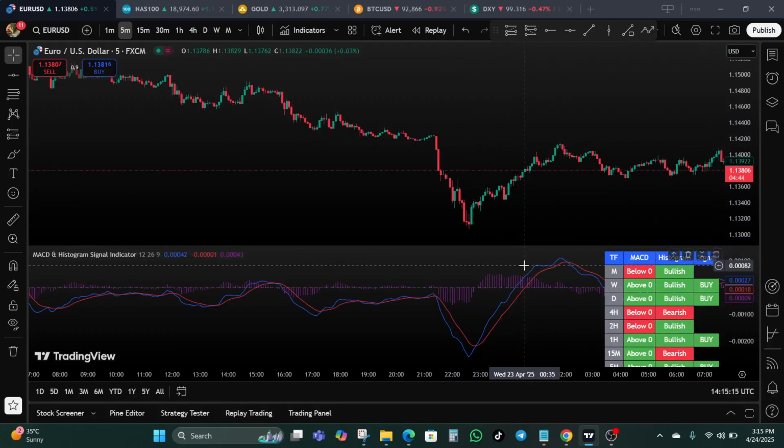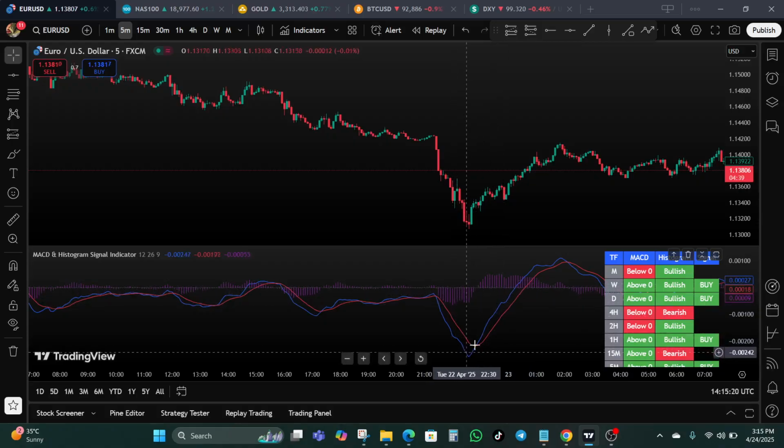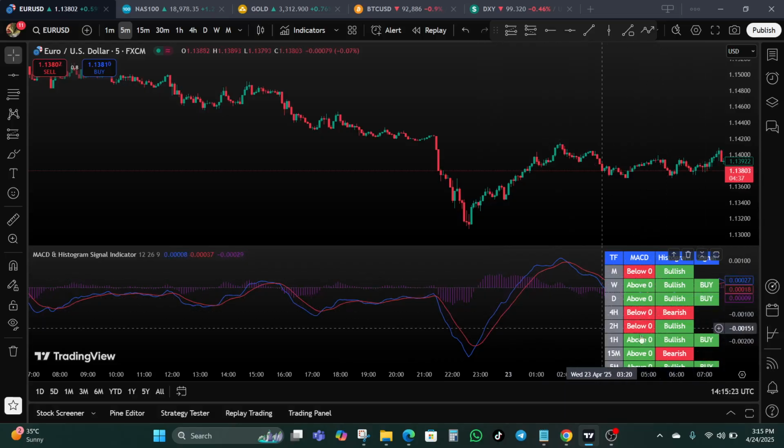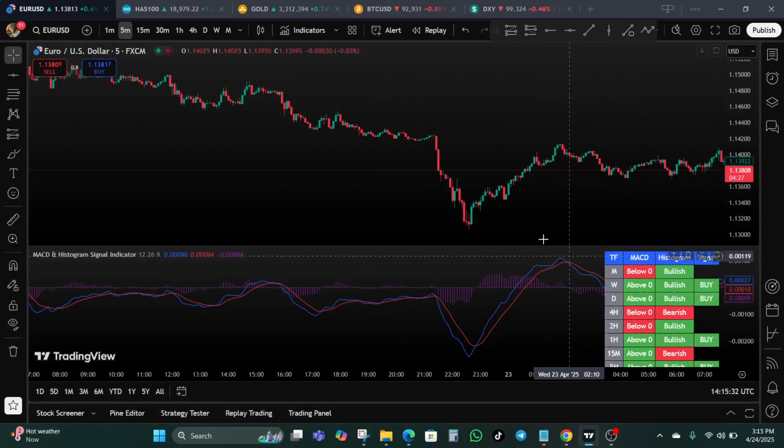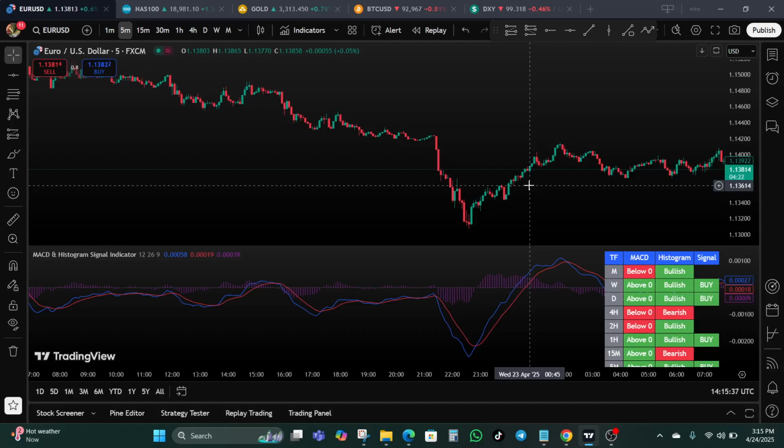As you can see, you're going to be focusing on both the histogram bars, the MACD and signal lines, and also this multi-time frame bar. You pay attention to that, especially on the 5 minute chart as a scalper, obviously. So remember that multi-time frame analysis is also good as a scalper. You want to know what is happening on the higher time frame so that you take high probability trades in the direction of the trend that is on the higher time frames.